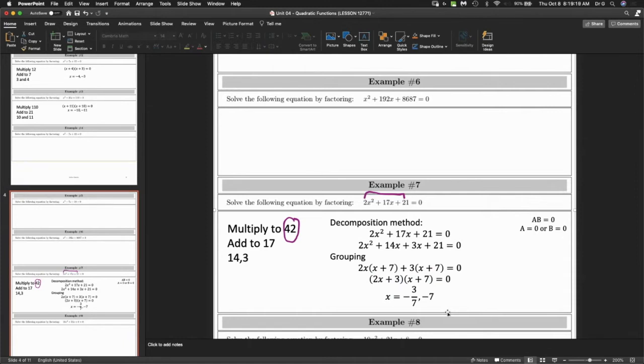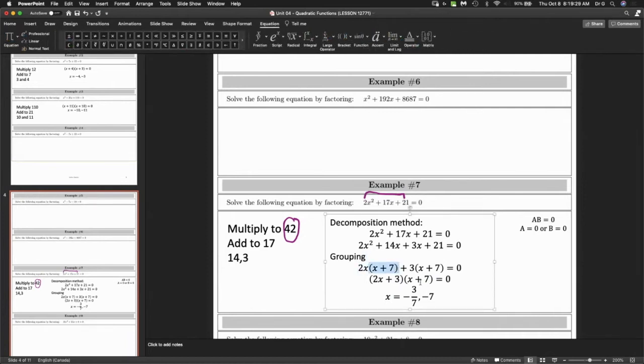Why 7, Mason, where are we talking about the 7? Here? Are you talking about this 7 here? Why divide by 7? Oh, shoot, that's a typo. My bad. That's a typo.